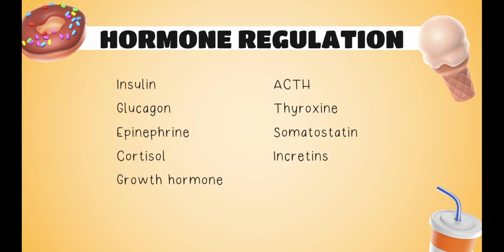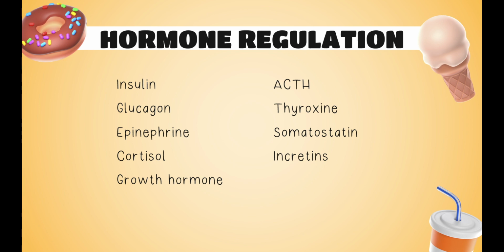So, these are the different hormones involved in regulating our glucose level. We have your insulin, your glucagon, epinephrine, cortisol, growth hormone, ACTH, thyroxine, somatostatin, and incretins. And yes, we will discuss each of these one by one. Pero, brief description lang in terms of what will stimulate it or what is its function, and saan ba siya sinisecrete, and ano yung kanyang action.